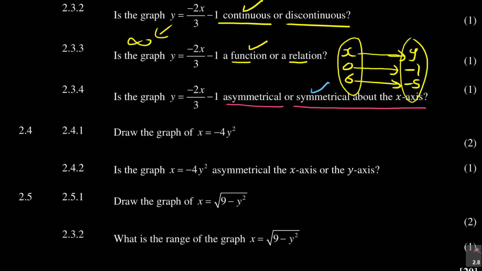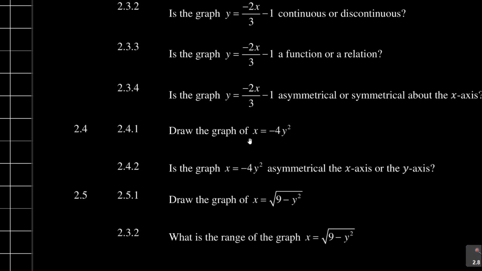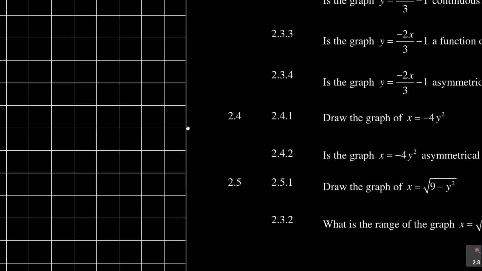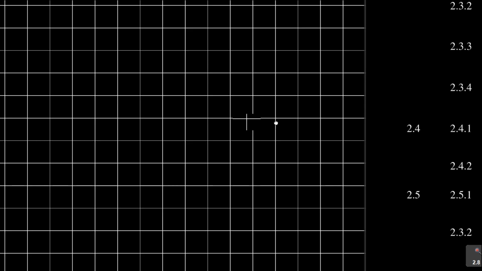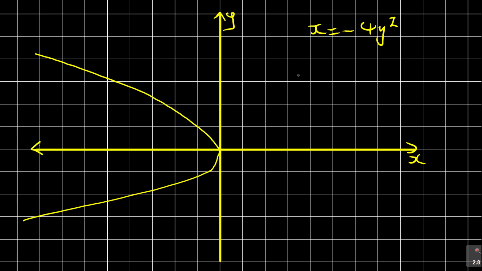Draw the graph of, now the next one, I think it's something different. It says we need to draw the graph of x is equal to -4y squared. Again, they said to use graph paper here. It's also not a complicated graph. If I draw that graph, this is my y, this is my x. So it's x is equal to -4y squared. You must get used to these graphs. It's a sketch, so I'm not going to do much here, but what is important is the shape.